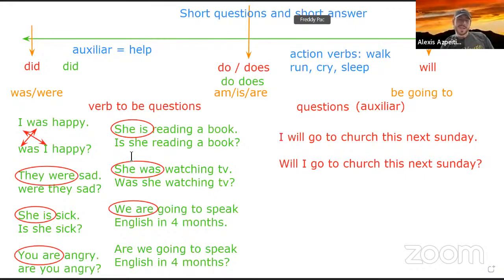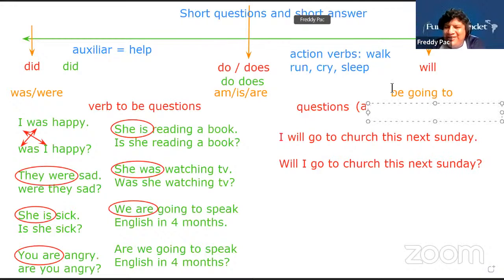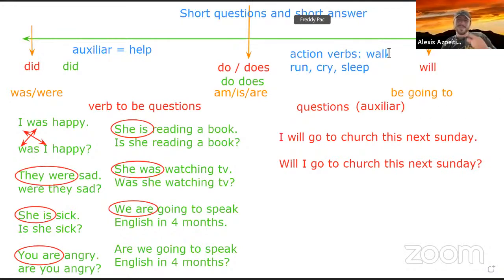That is the reason that I divided into questions with verb to be and questions with auxiliary. Be going to changes depending on the subject, because be going to is verb to be. Look, be. Then you have to change. I am going to go. She is going to go. It depends on the subject.